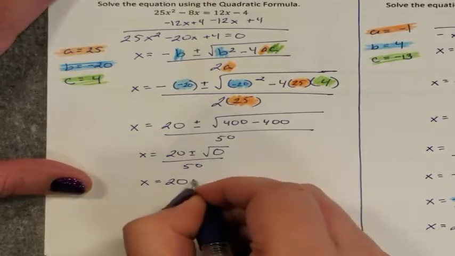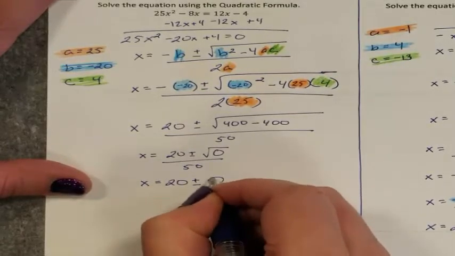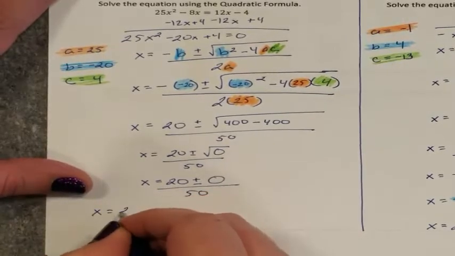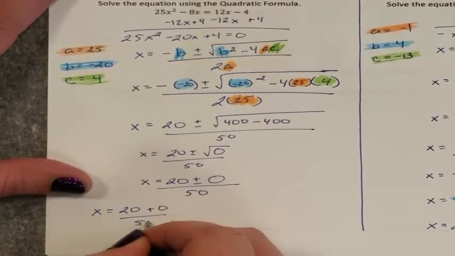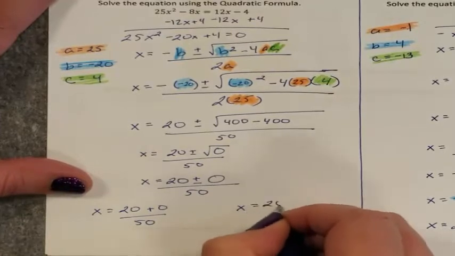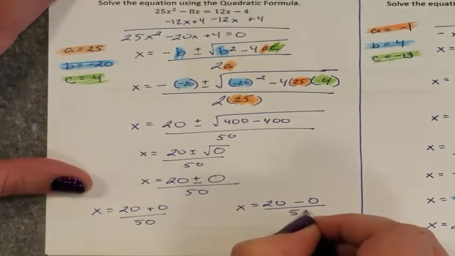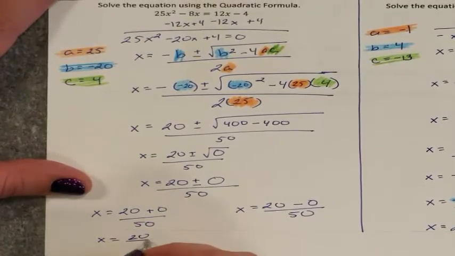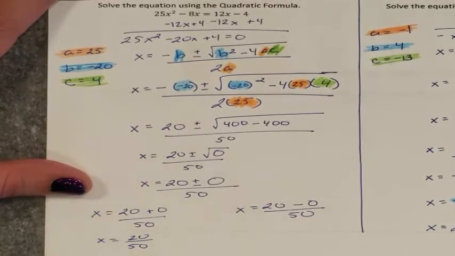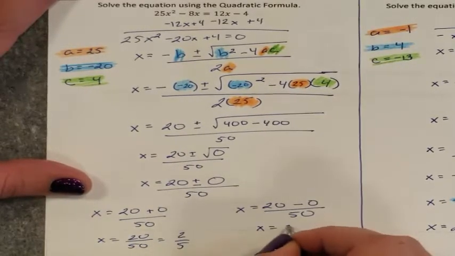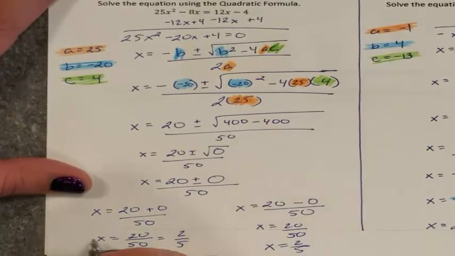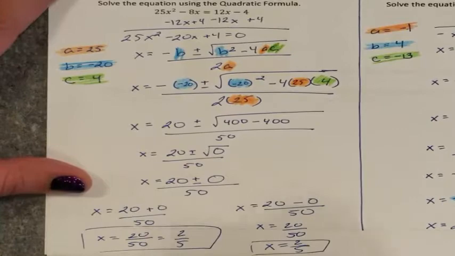Square root of 0 is 0. So I have 20 being added and subtracted to 0 all over 50. So we have two problems. We have 20 plus 0 all over 50, and we have 20 minus 0 all over 50. 20 plus 0 is 20, so this is 20 all over 50, which we need to simplify, and it simplifies down to 2/5. This is also 20 over 50, which simplifies down to 2/5. So we do have two answers, but they're the same one answer in the end.